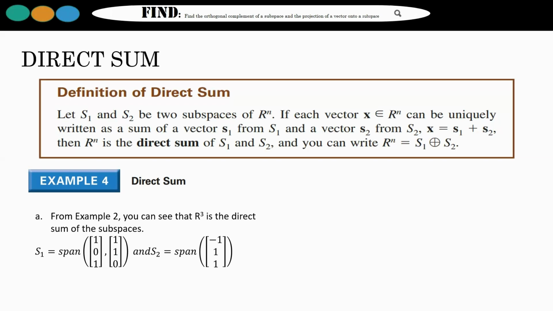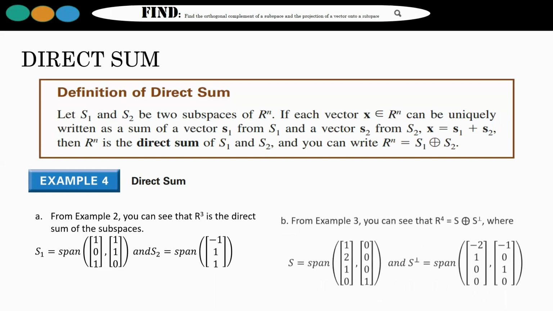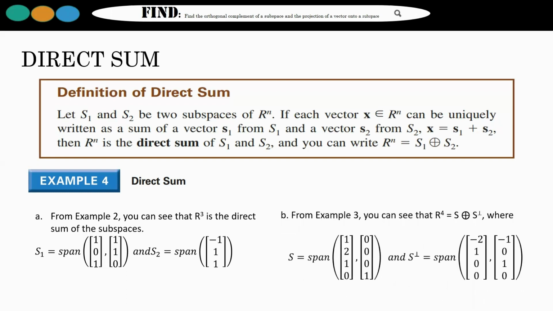So for the subspaces of example number 2, it is equal. For example number 3, you can see that R to the fourth power is the direct sum of the orthogonal complement of subspace S, where for the S value we multiply and add both, and it is also equal to 0.